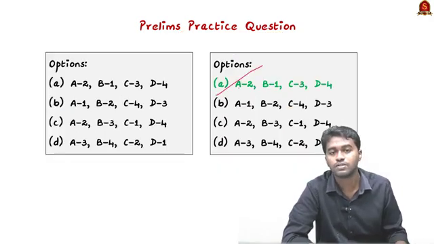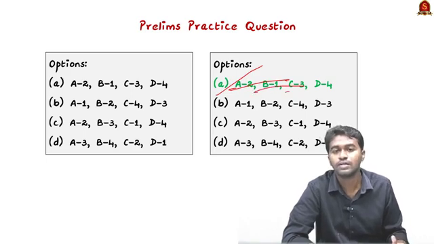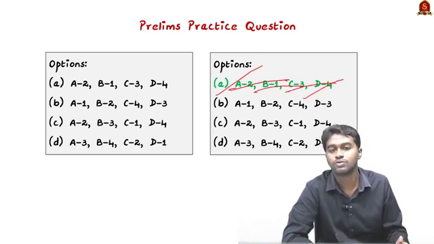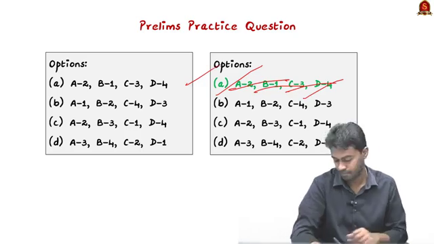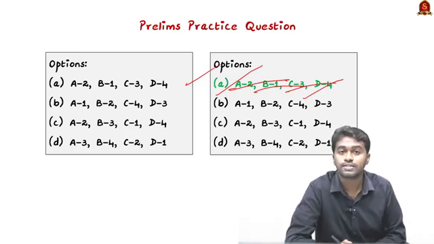Yes, the options are A goes to 2, B goes to 1, C to 3, and D to 4. So the correct answer is option A. So with this, we will move to the next article.